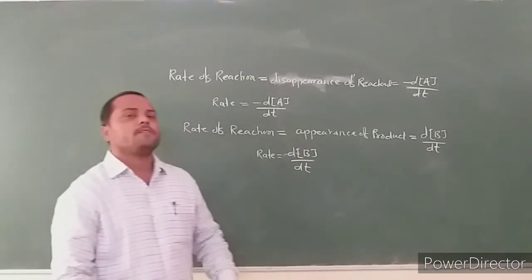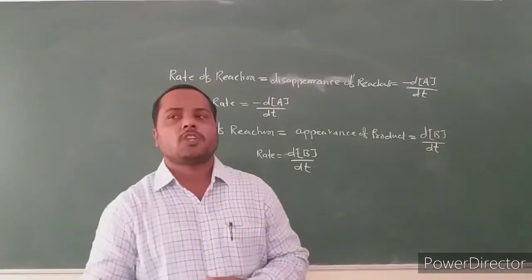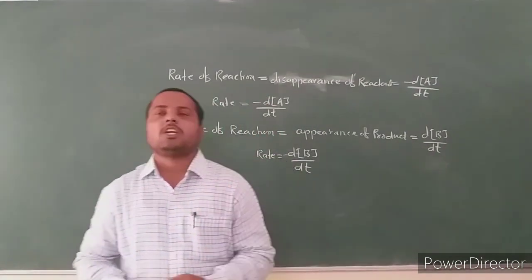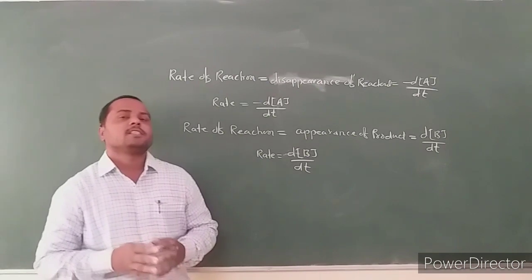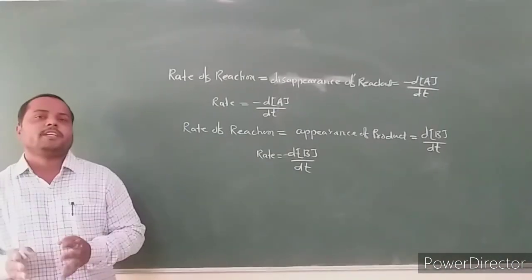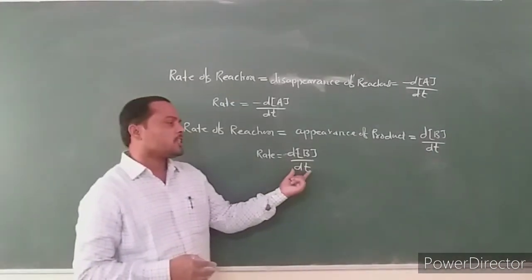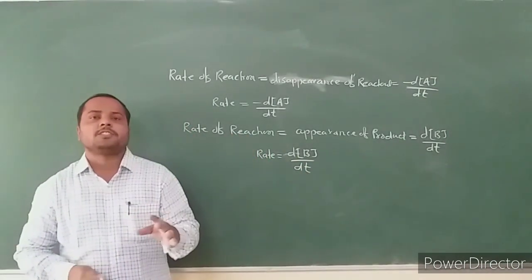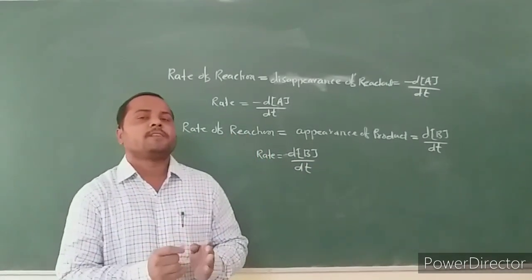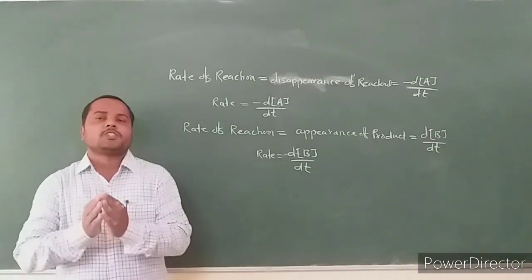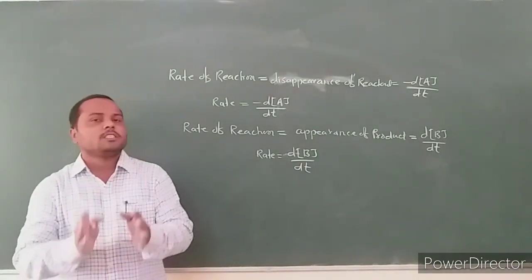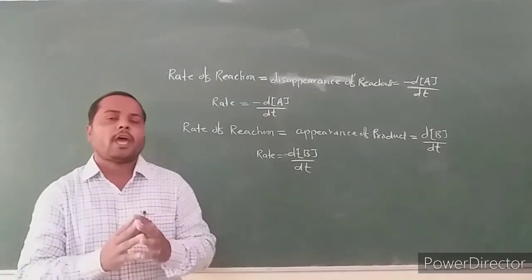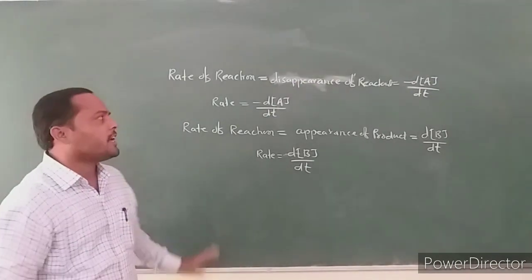On the basis of increasing concentration of product and decreasing concentration of reactant, the rate of reaction is defined as the decrease in concentration of reactant or increase in concentration of product in unit time. This is known as the rate of reaction.